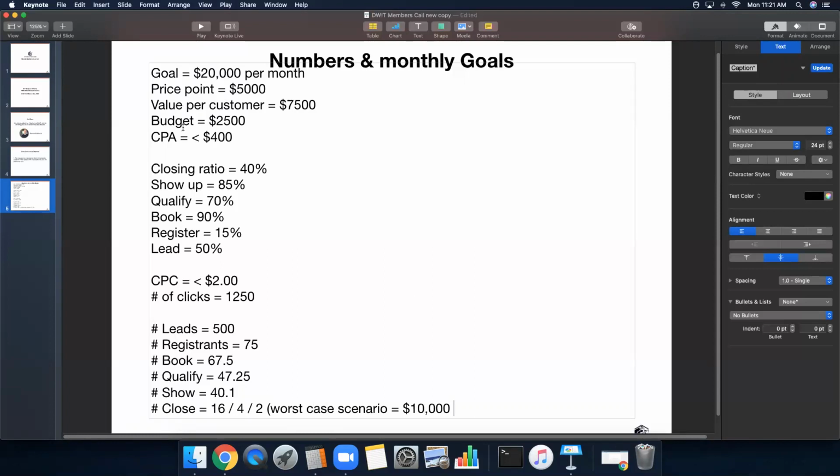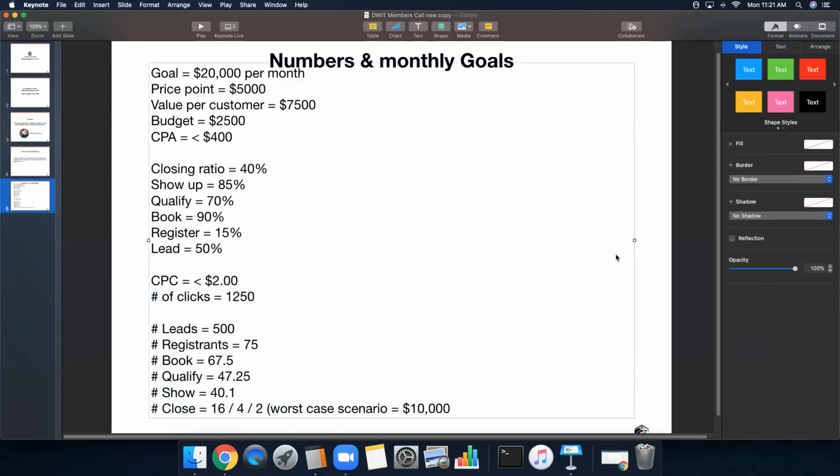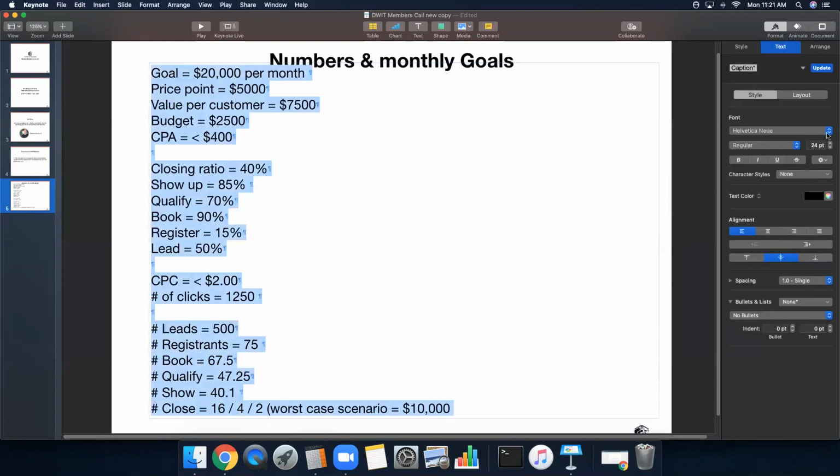And that's at worst case scenario, selling 2 clients a $5,000 product after acquiring a lead base of 500, getting 75 of them to register right away, 65 of them to book, 47 of them to qualify, 40 to show, and then you're going to close depending on how good your skill sets are, right? This is a very important way to look at the numbers and be able to see that you're in control.